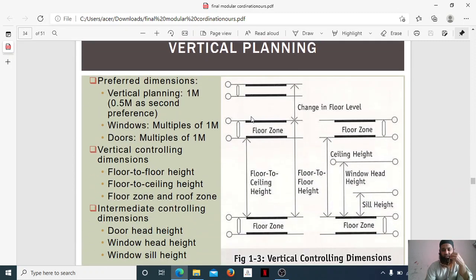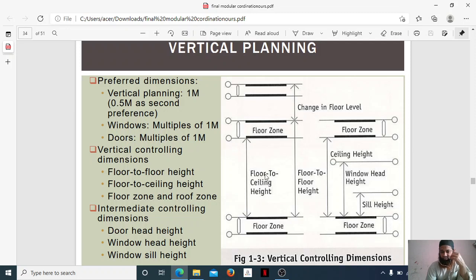You can see our vertical planning is also there. As we had seen the horizontal planning, in the same way vertical planning is also important. The preferred dimension in vertical planning is 1M, that is 100 mm, with 0.5 M as second preference. If you need some other, if you want to decrease the size, then you have 0.5 M also. Windows are multiples of 1M, whatever it is, into 100 mm. Doors are multiples of 1M.